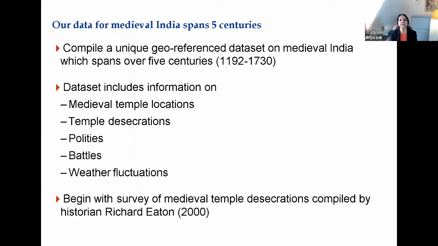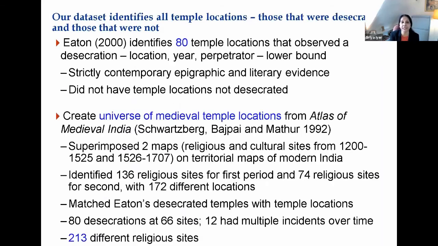So what we are doing is compiling a unique georeferenced data set on medieval India, spanning 5 centuries. It includes data on medieval temple locations, desecrations, polities, battles, and weather fluctuations. We're beginning with the survey of the temple desecrations compiled by Richard Eaton. Eaton identifies 80 temple locations that observed a desecration, with information on the location, the year, as well as the perpetrator.